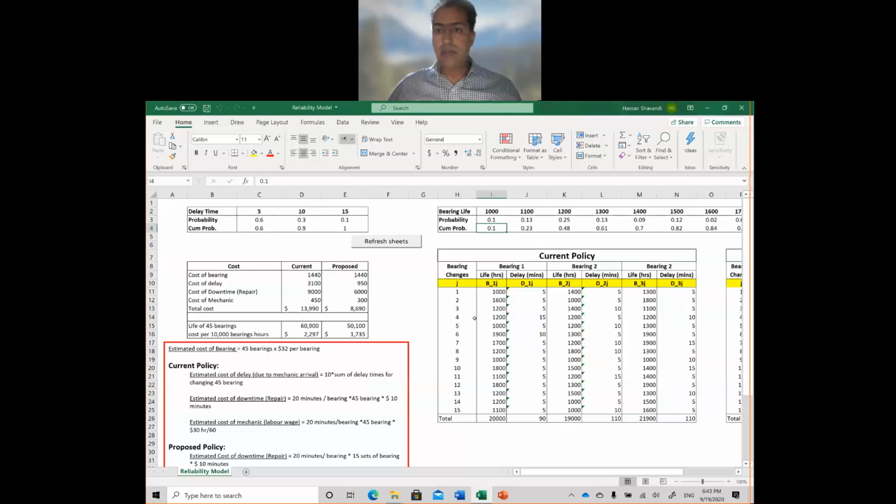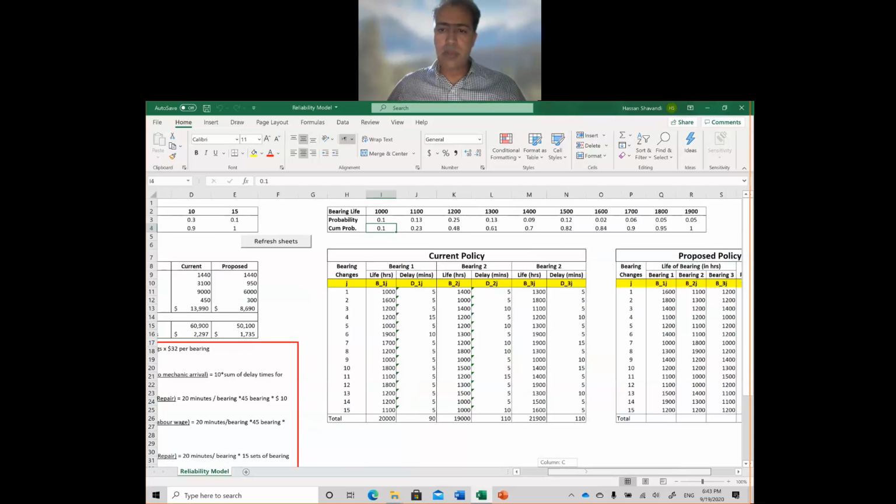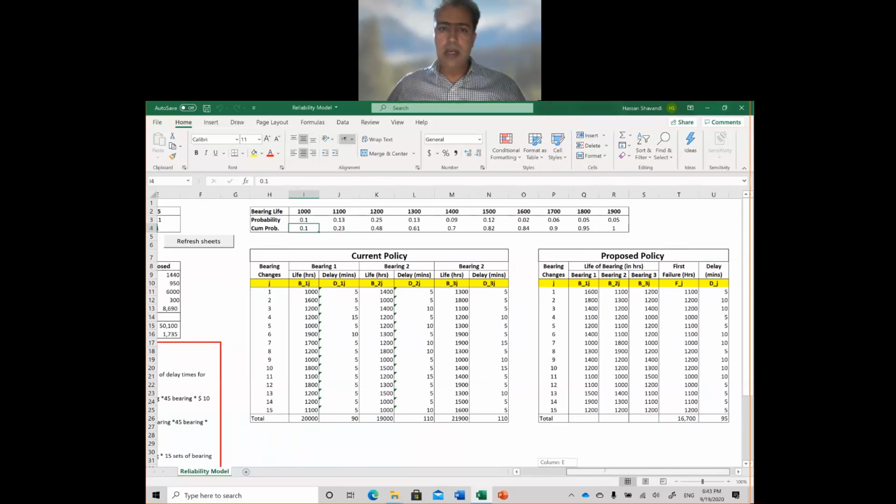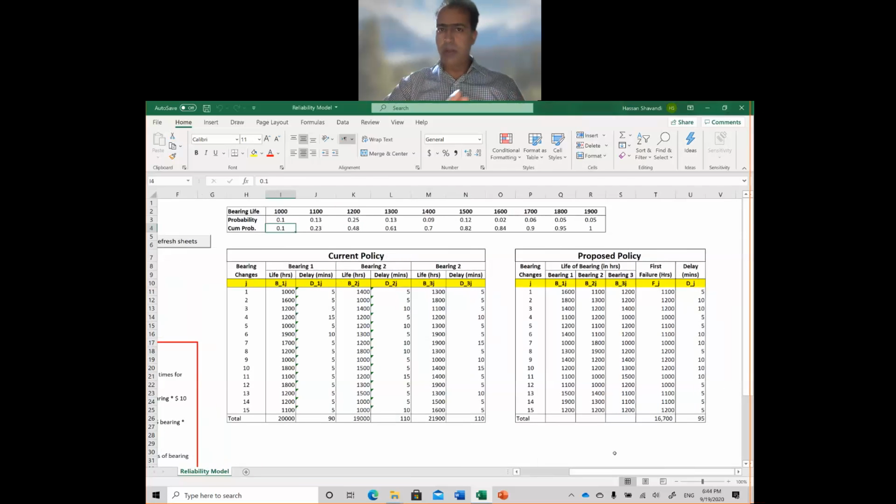Okay, so here we have two policies, current policy and proposed policy. In the current policy, anytime that a bearing fails, the system calls the mechanic, and the mechanic will come after a delay time to the system and will replace the bearing. Okay, and so here we are going to simulate the system for 15 changes, for 15 replacements.